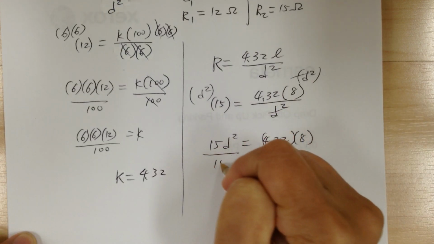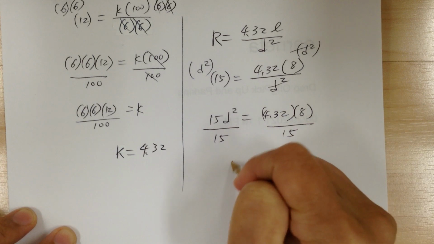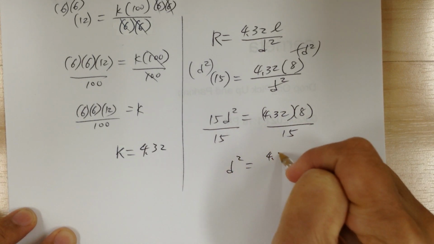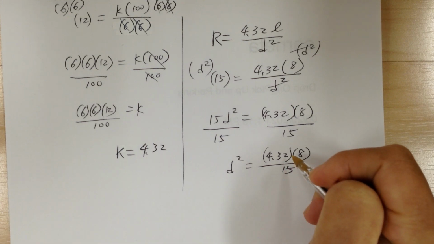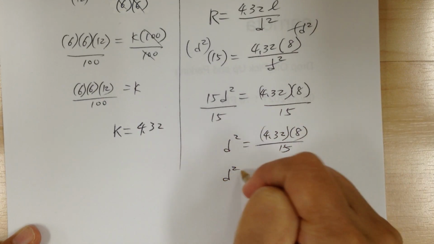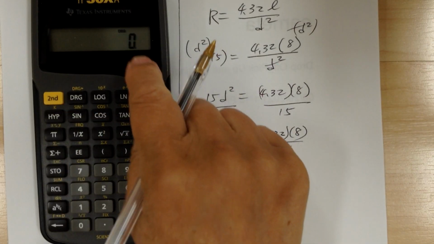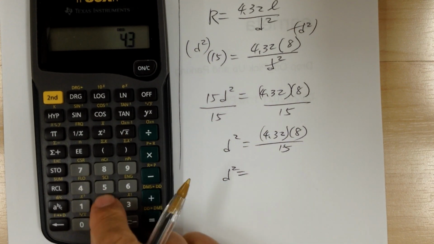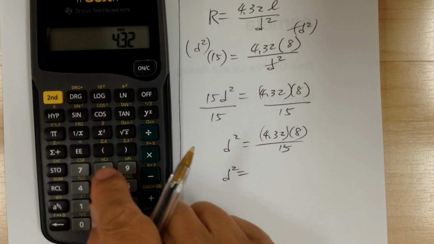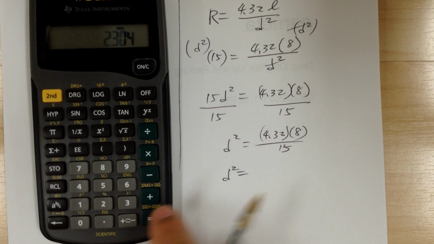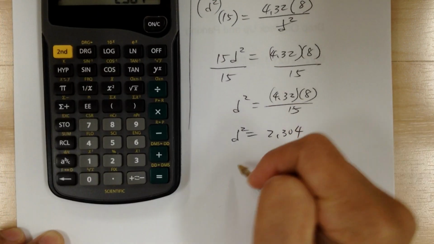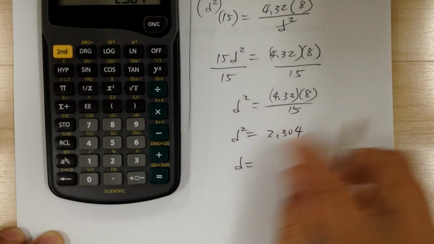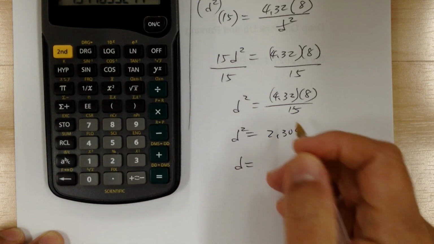Then I'm going to divide by 15 on both sides. So D squared equal to 4.32 times 8 over 15. Go and get your calculator. So 4.32 times 8 divided by 15. So I get 2.304. Then take the square root of that.